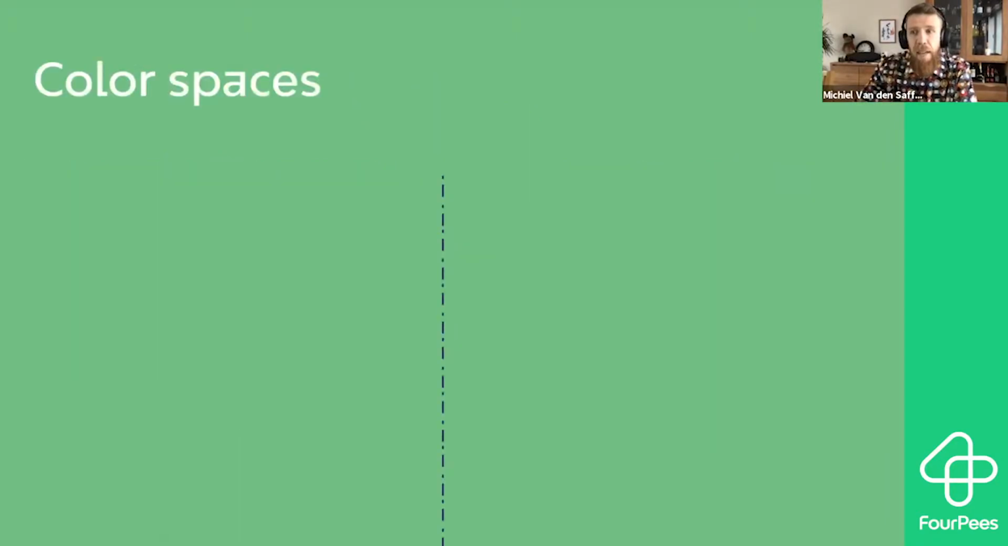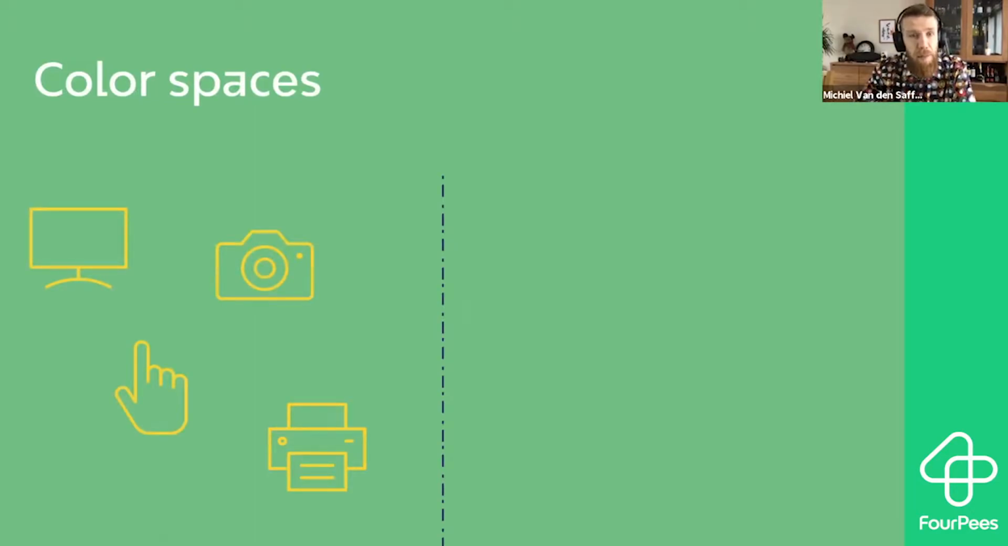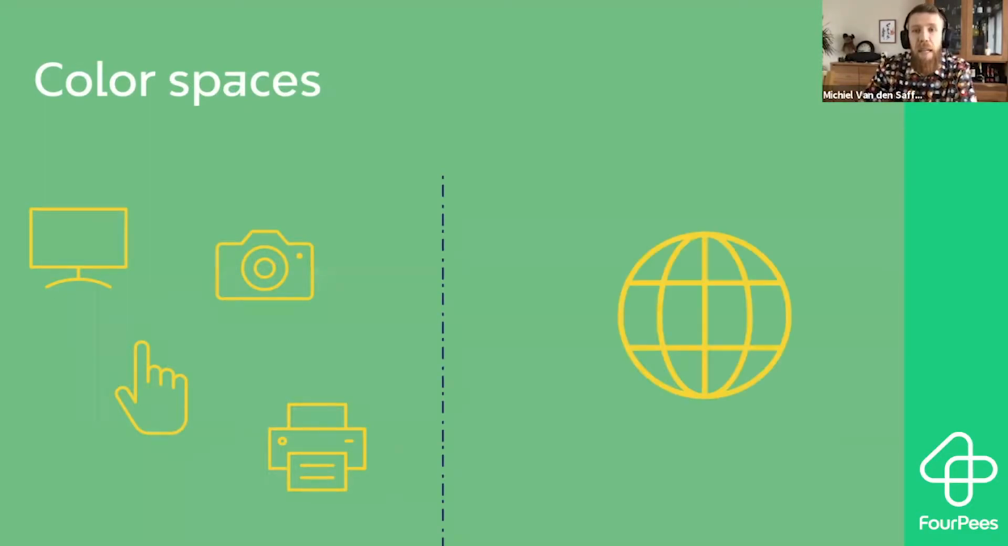I have a slide here that I also used in the previous presentation, where we have our device-dependent color spaces on the left, like screens, cameras, the internet, or printers, and we have our device-independent color space on the right. Last time we focused a lot on the device-independent color spaces like XYZ and LAB, which can be used to define a color unequivocally, which means that everyone who has that information can interpret that color in the same way. Today, we're going to focus on the device-dependent color spaces.